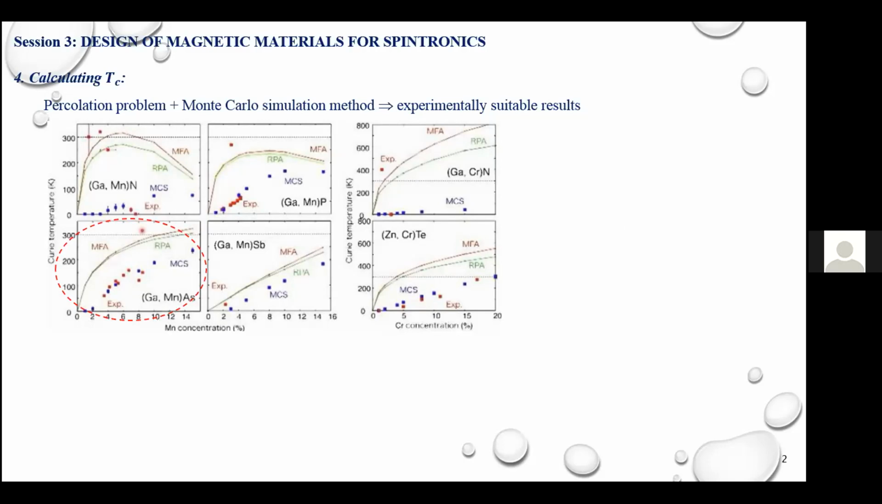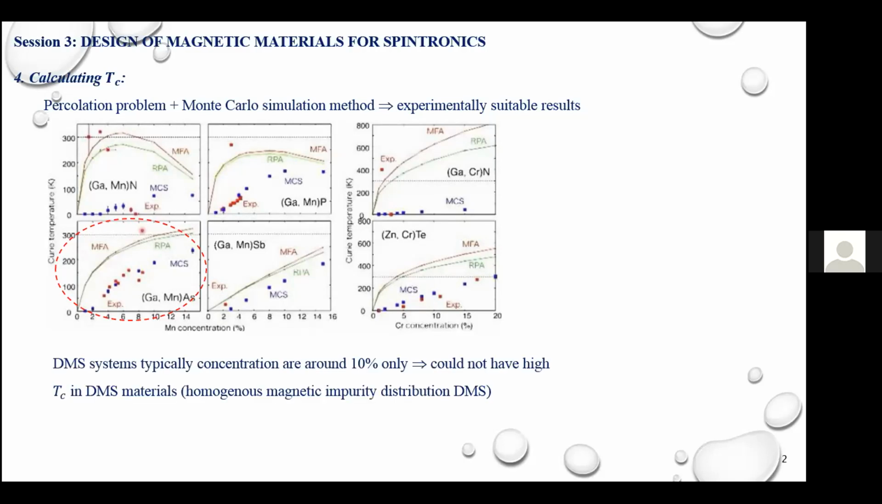Continuing, if we look at this diagram, we will see that the Curie temperatures of these DMS systems are so low that they cannot be used in real life. We have to increase the TC. In this diagram about gallium manganese arsenide, we can increase the TC if we increase the concentration of manganese. But we cannot do that because the GMS system typically has a concentration of around 10% only. So we cannot have high TC in the GMS system.